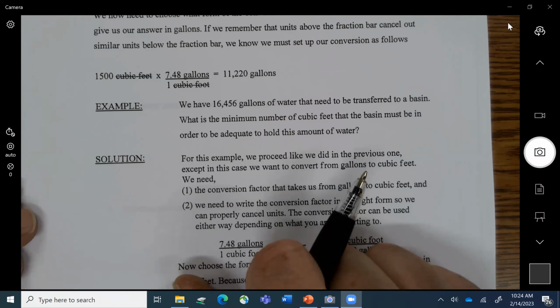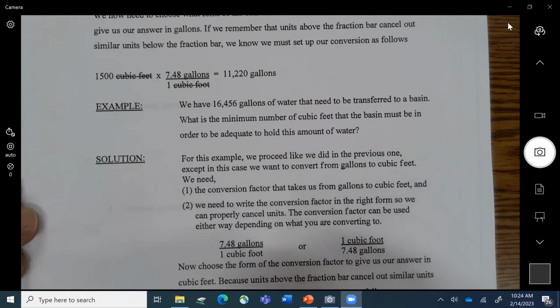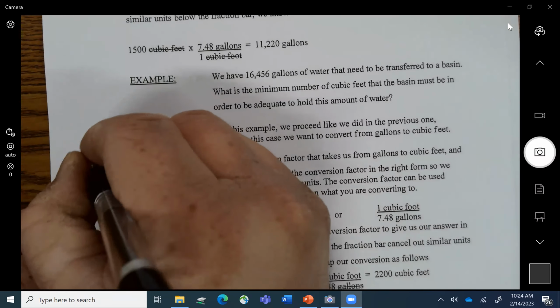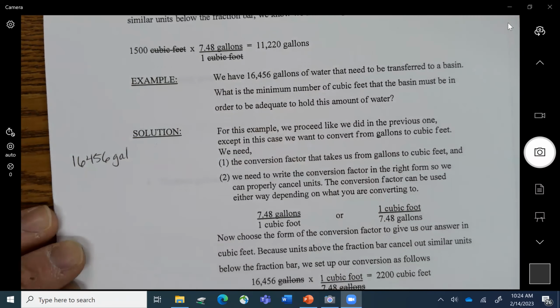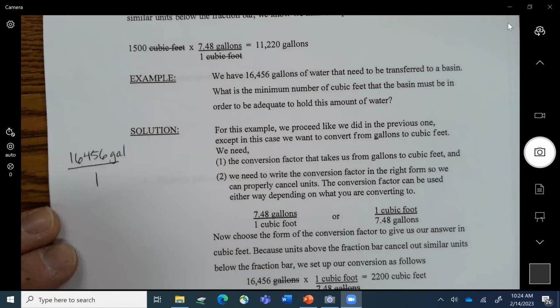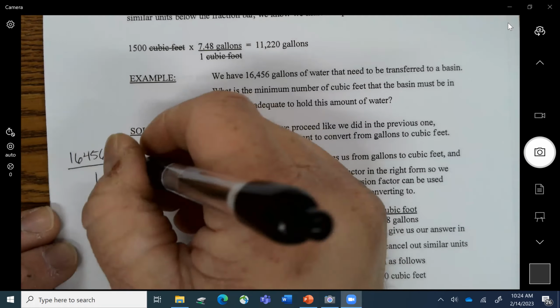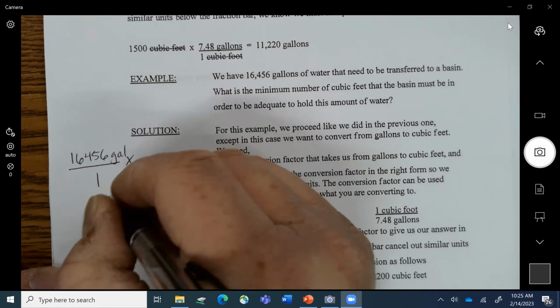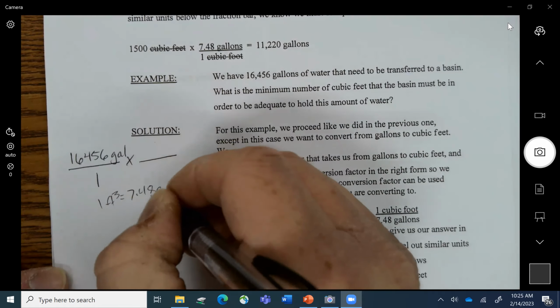We have 16,456 gallons of water that need to be transferred to a basin. What is the minimum number of cubic feet the basin must be in order to be adequate to hold this amount of water? So what am I starting with there? I'm starting with 16,456 gallons. Is that a fraction? Well, yeah, it's over 1. I'm going to use the same conversion factor because I need to convert to cubic feet. So 1 cubic foot equals 7.48 gallons.